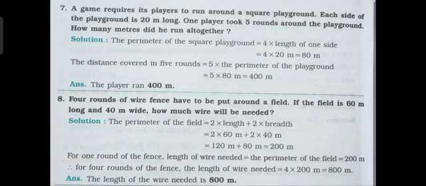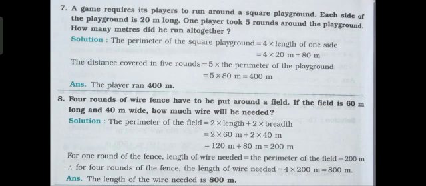Next, the seventh one. A game requires its players to run around a square playground. A square playground, that is the perimeter of a square. Each side of the playground is 20 meter long. Each side means one side of the playground, that is 20 meter long. One player took 5 rounds around the playground. How many meters did he run altogether?